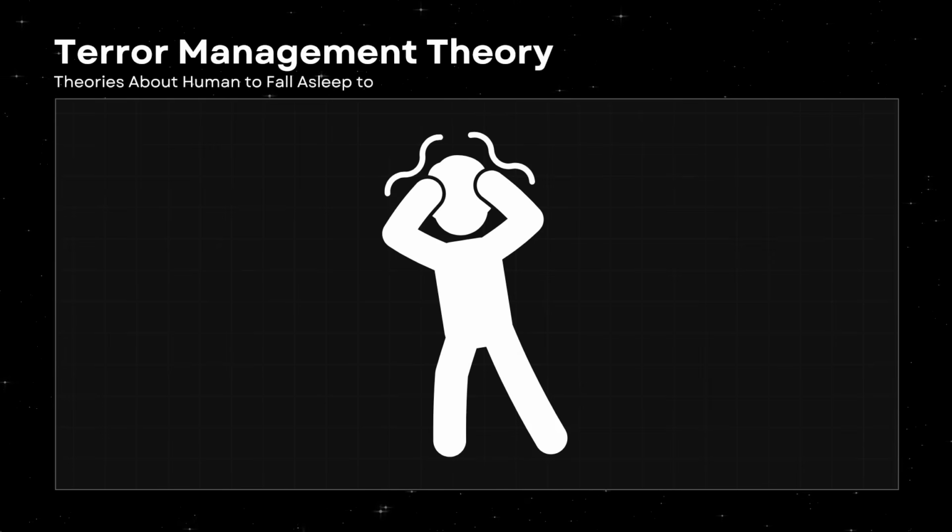Terror management theory says that the fear of death shapes much of human behavior. People know they will die someday. This knowledge creates anxiety. It is not always felt on the surface, but it is there in the background. To manage this fear, people turn to systems of meaning.